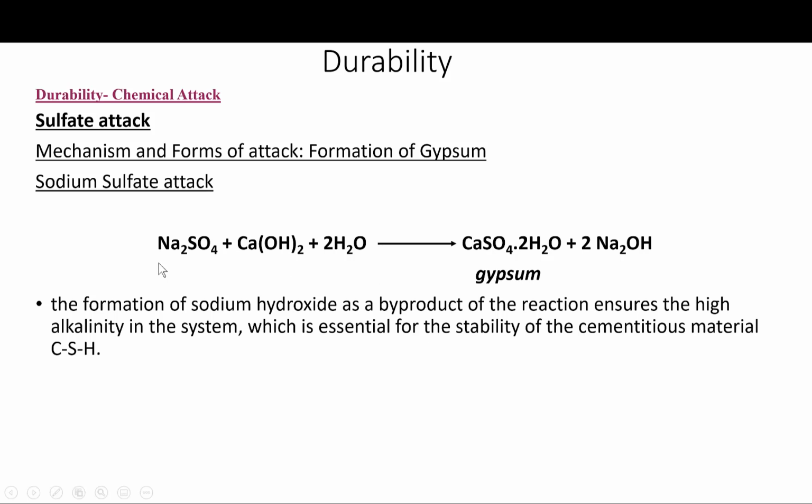If the present form of the sulfate is sodium sulfate, it will react with calcium hydroxide in the presence of water, and the result will be gypsum and sodium hydroxide. The formation of sodium hydroxide as a byproduct of this reaction ensures the high alkalinity in the system, which is essential for the stability of the cementitious material, the calcium silicate hydrate.